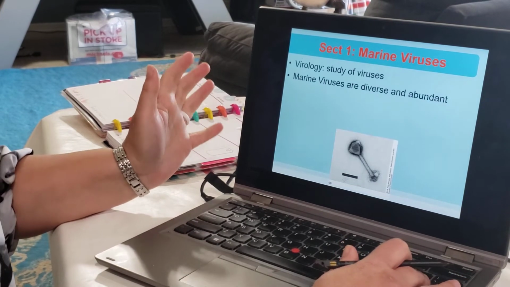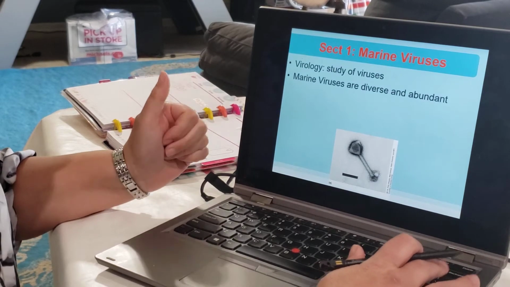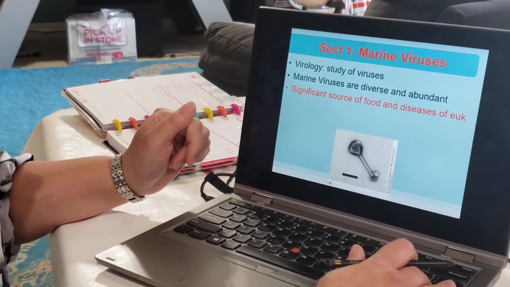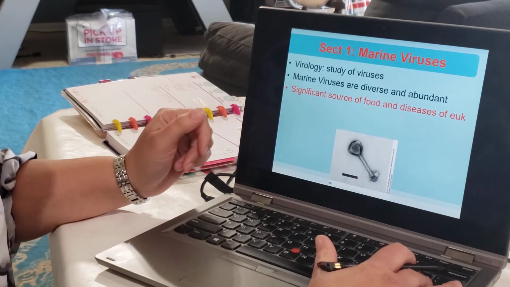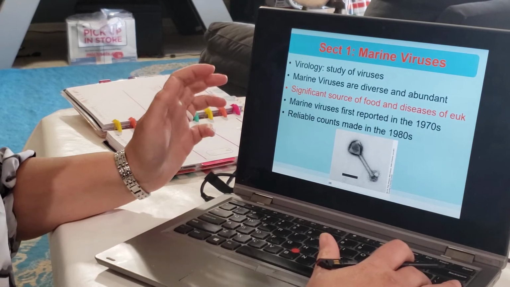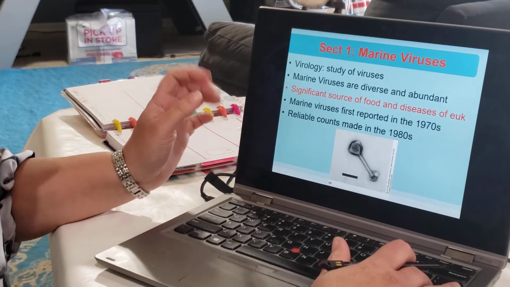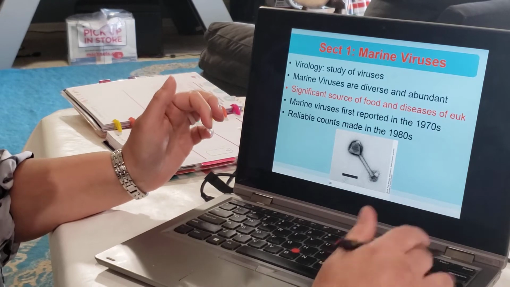So, marine viruses, quite appropriate that we should start with this. A significant source of food and diseases of eukaryotes. Marine viruses were first reported in the 1970s, and reliable counts were made in the 1980s.